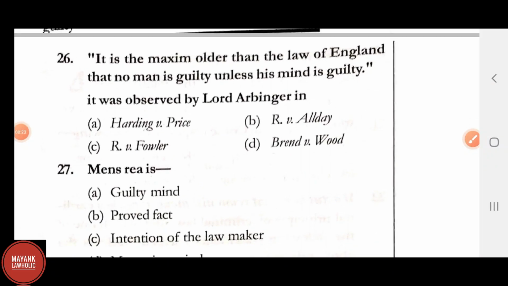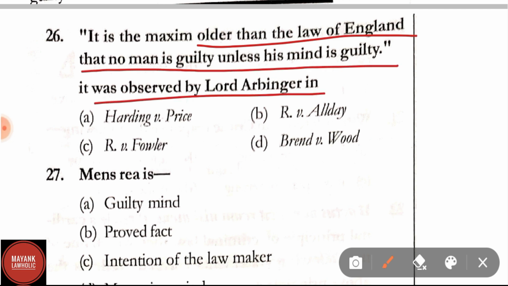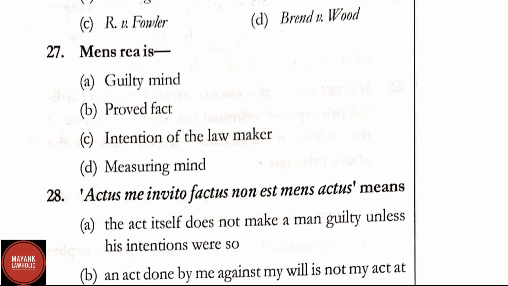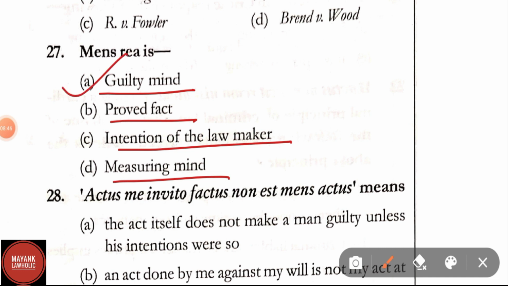Question number 26. It is a maxim older than the law of England that no man is guilty unless his mind is guilty. It was observed by Lord Hale in, here the correct answer is R versus Allday. Question number 27. Mens rea is: option A, guilty mind; proved fact; intention of the lawmaker; measuring mind. Correct answer is guilty mind.